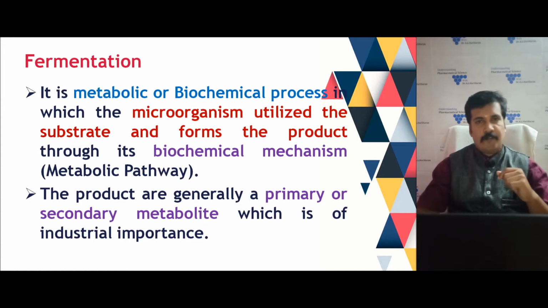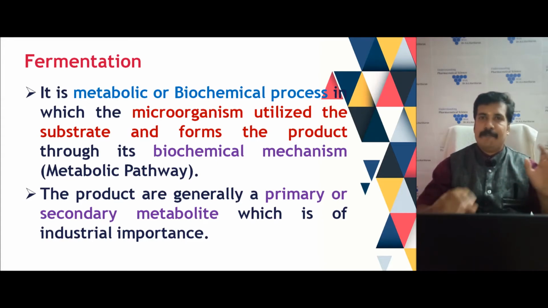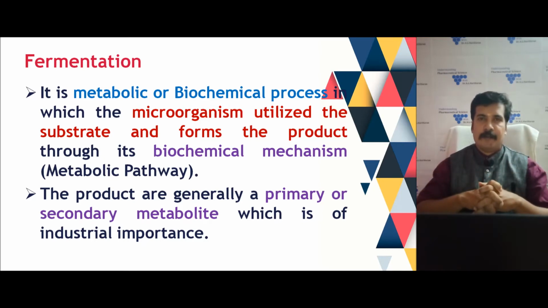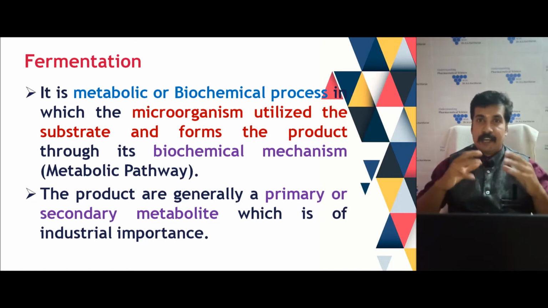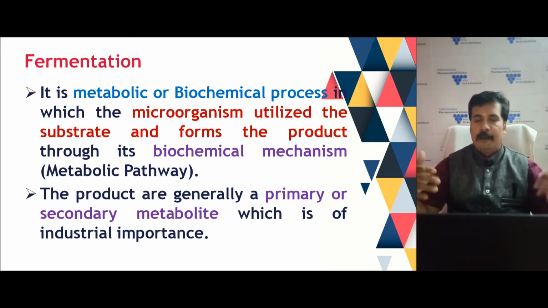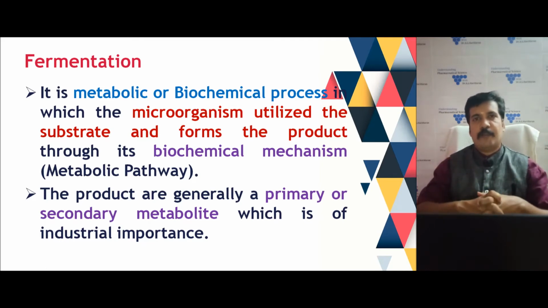The products we generally collect from this process are either a primary metabolite or a secondary metabolite, which also have industrial importance. Primary metabolites are the metabolic products which are necessary and essential for the growth of the microorganism, like an amino acid. Whereas a secondary metabolite is not necessary for the growth of the microorganism, but it can support the microorganism, like the fungus Penicillium notatum producing the antibiotic penicillin. This penicillin is released around its surroundings and inhibits the growth of the bacteria, thereby the fungus will have enough nutrients for its growth. So this is how we find the primary and secondary metabolite.